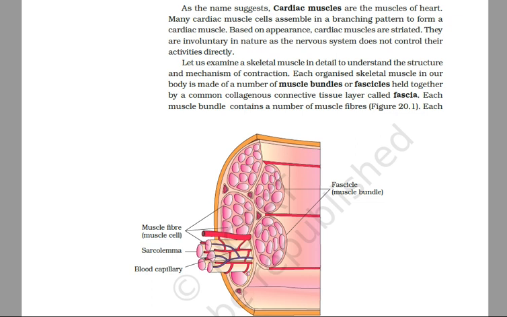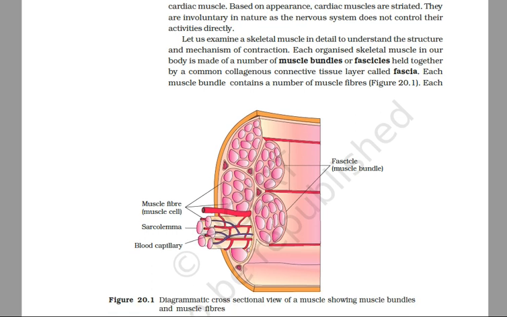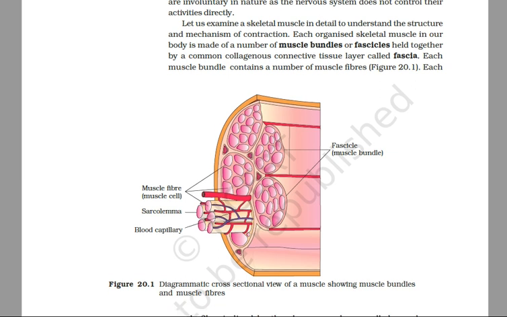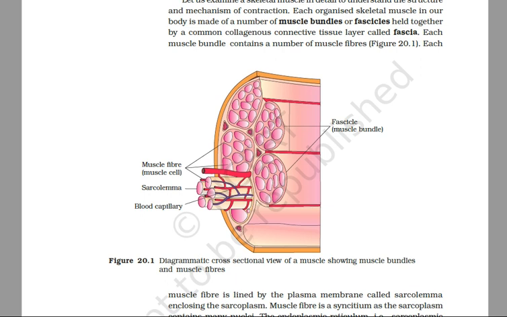and each fasciculus in turn consists of many long muscle fibers called myofibril. So each muscle bundle contains a number of muscle fibers. Here on the screen you can see the diagram, a fascicle or a muscle bundle containing the muscle fiber or the muscle cell and the blood capillaries surrounding it, as well as the outer membrane called sarcolemma.